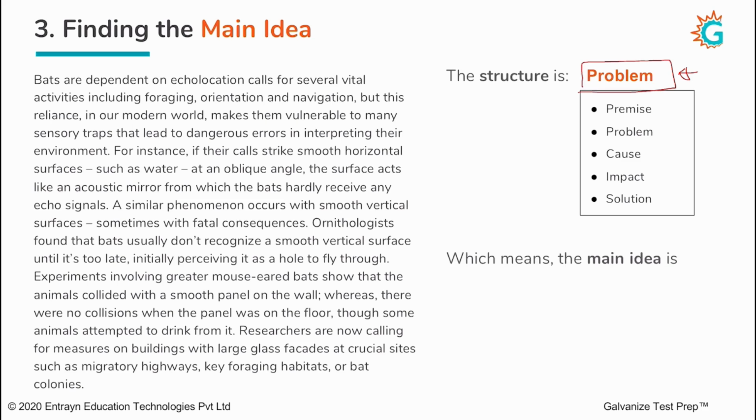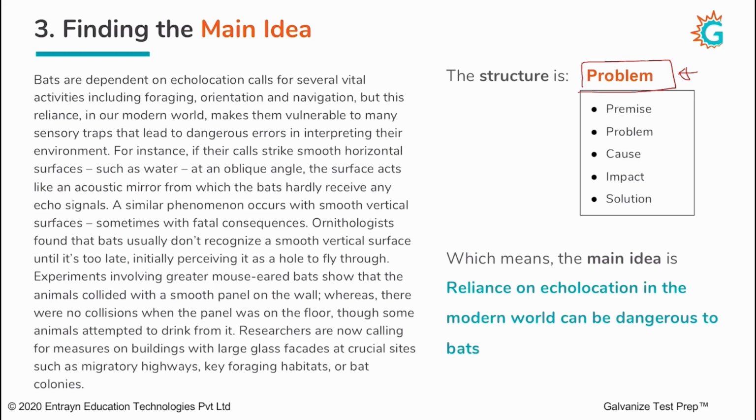Now, what is the problem that the passage is talking about? The main idea of the passage is that reliance on echolocation in the modern world can be dangerous to bats. That's it. Just a few words is all that you need to summarize the main idea of the passage.